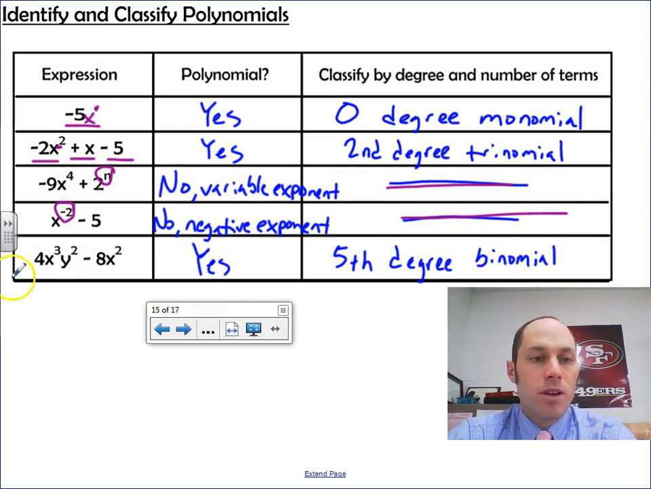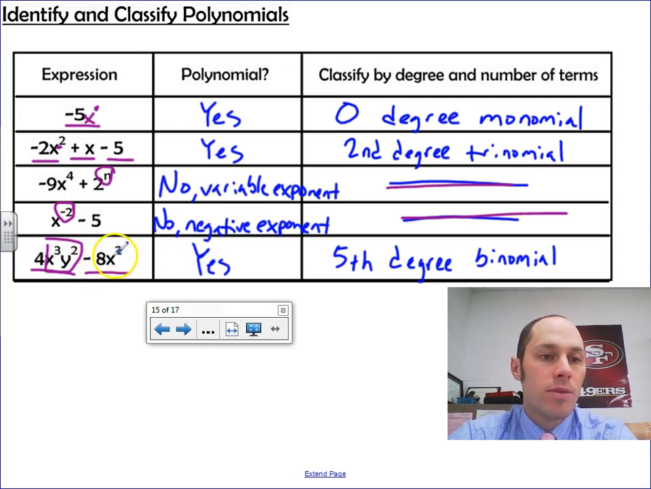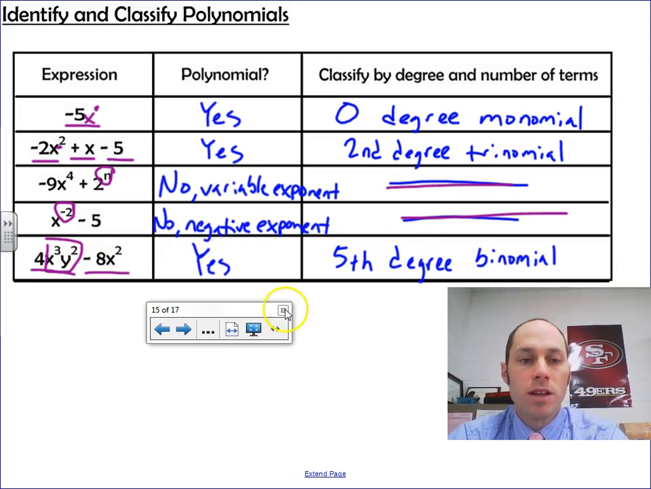And this was a 5th degree binomial. We have 2 terms, and we combine the exponents of the largest term. So that's 3 and 2, which is 5. This would be degree 2 for this term. So 5 is the biggest degree, so it's a 5th degree binomial.